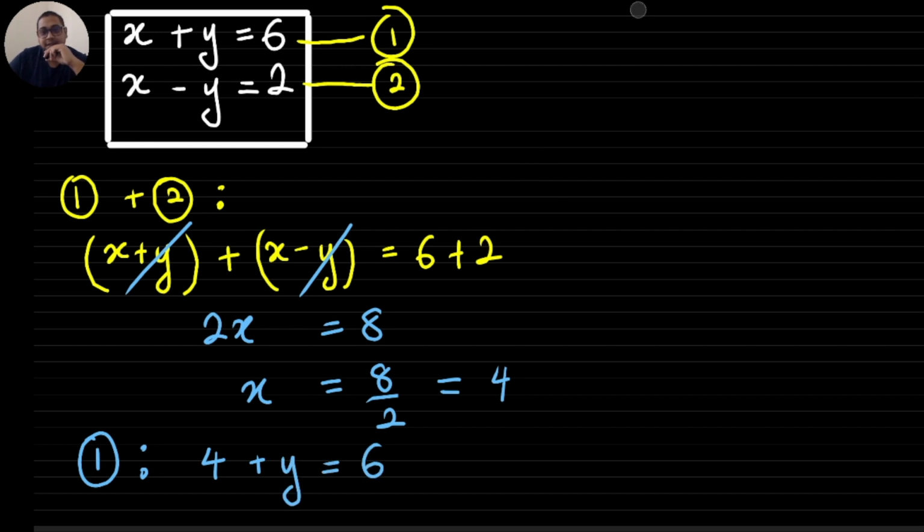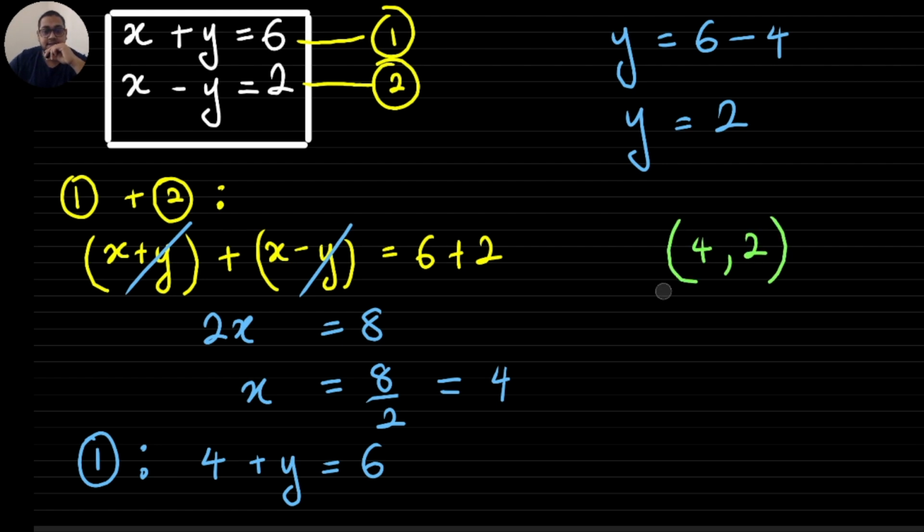And then you simply need to make y the subject. You take 4 from the LHS to the RHS. So 6 minus 4. y therefore is equal to 2. Your final answer, you could represent as a pair of coordinates, and that will be (4, 2). You write the solution for x first, and then comes the solution for y.